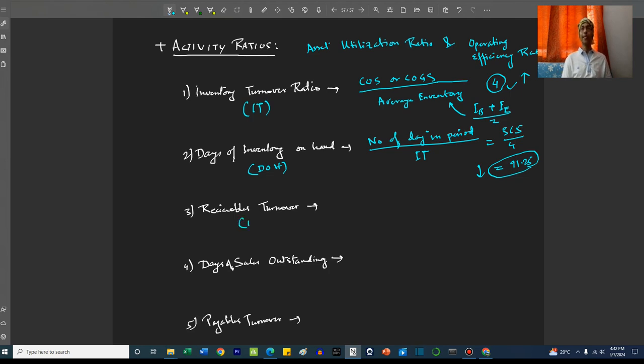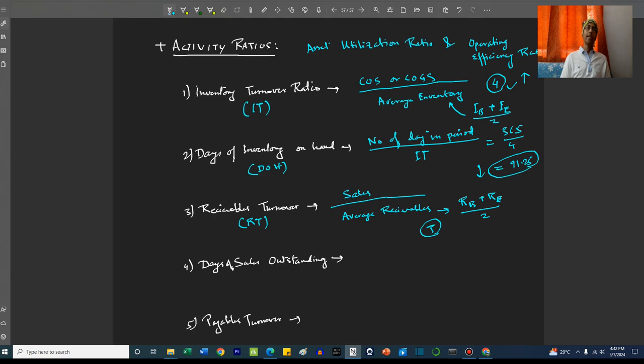Now we come to receivables turnover. Receivables turnover is defined as sales divided by average receivables. Average receivables again is basically receivables at the beginning of the period plus receivables at the end of the period divided by 2. Now let's say this number is 3. Sales by average receivables, the number is 3.